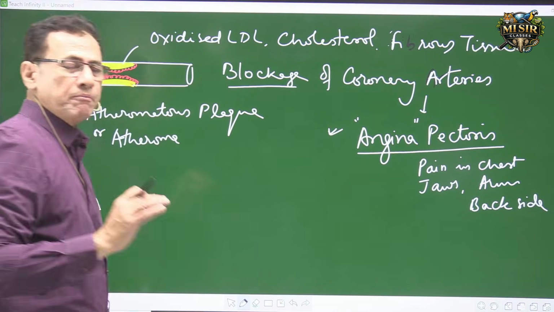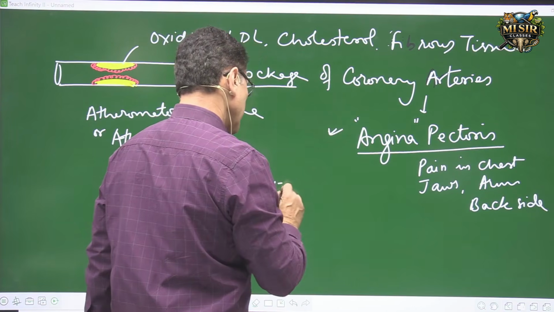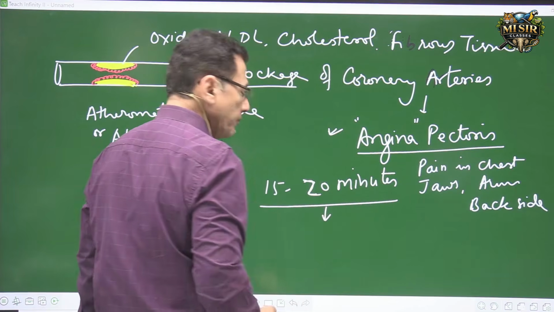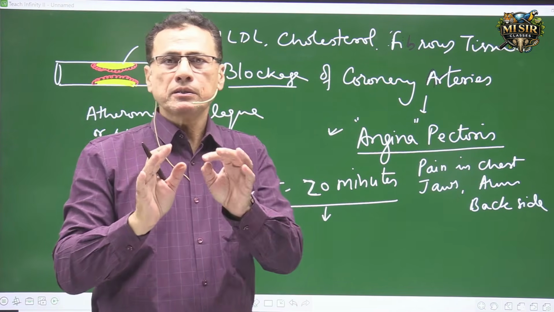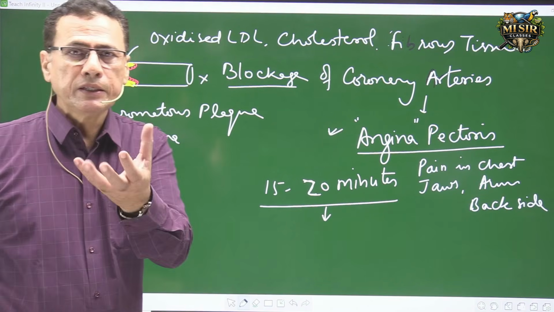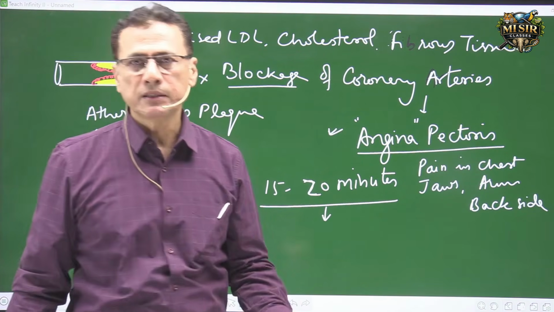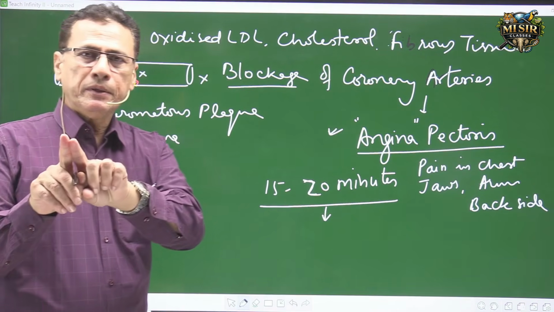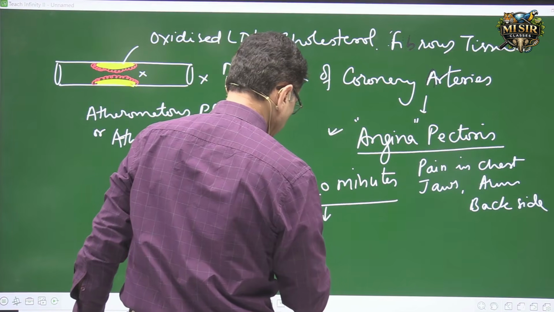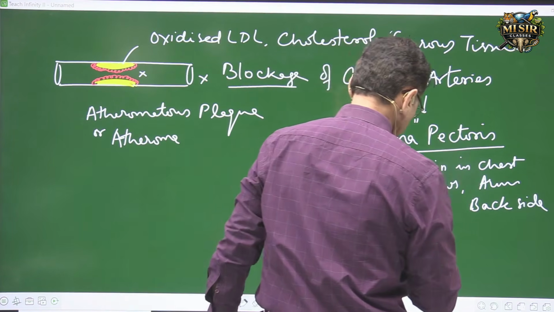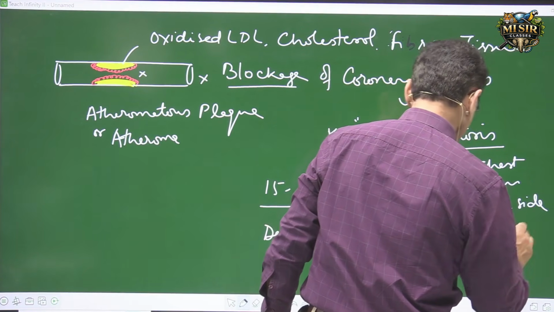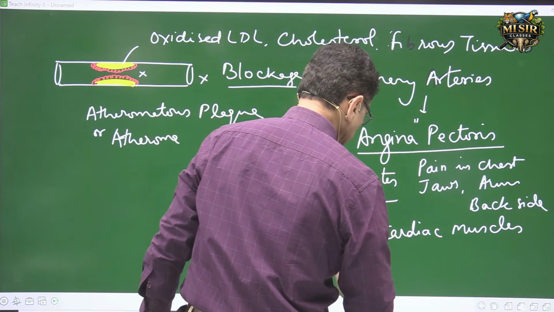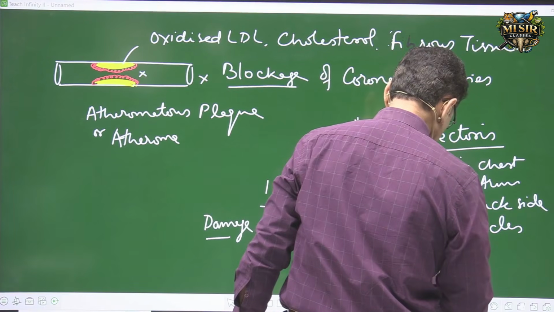Now, if this condition persists for 15 or 20 minutes, this may lead to death of the cardiac muscles, because they no longer receive the enough blood which is required for their continuous pumping action, for continuous contraction. They need oxygen and nutrients, which are not provided. Why? Blood supply is blocked over here. It may lead to damage or destruction of cardiac muscles. This condition is called heart attack.